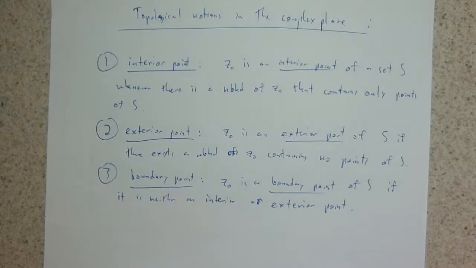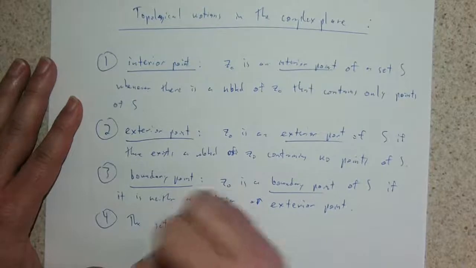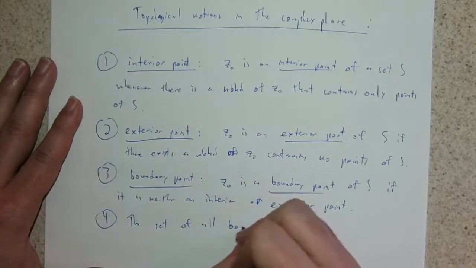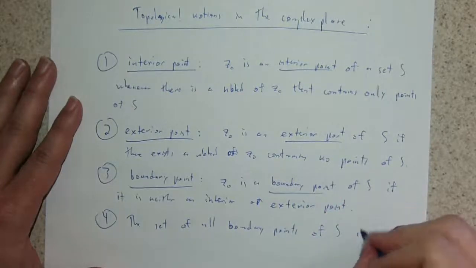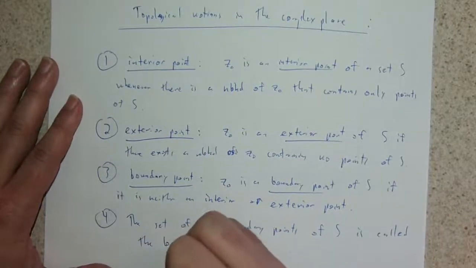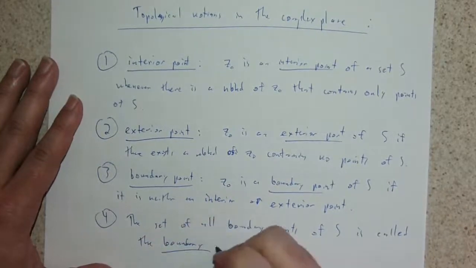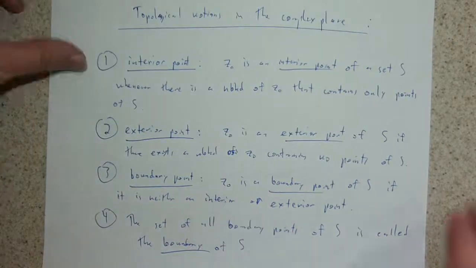Okay. All right. The set of all boundary points of S is called the boundary of S. Okay. A set does not have to contain its boundary. So let's go through all of these in one nice picture.